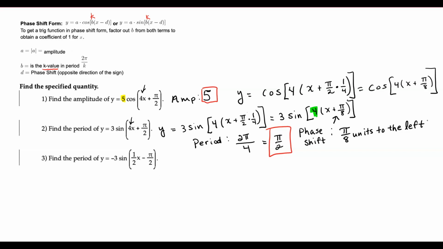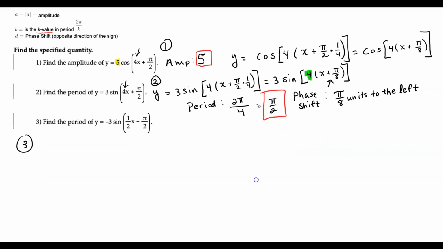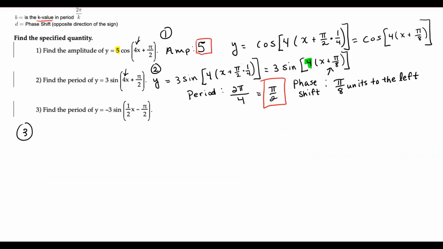Okay, now let's go ahead and take a look. Okay, that was number 2. All right, that was number 1. Let's go ahead and take a look at number 3 down here. It says find the period y equal -3 sine of half of x minus pi over 2. Okay, so this one is going to work out very similarly.